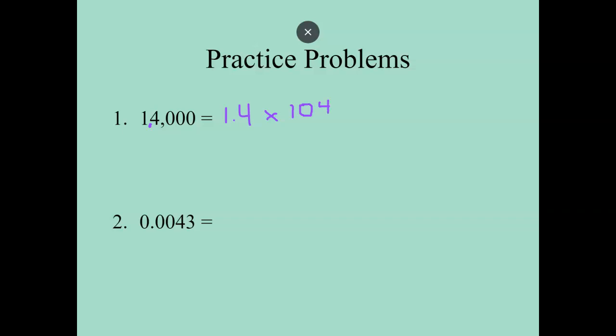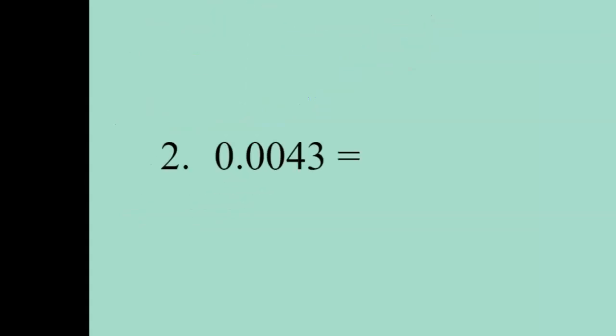Okay? So now let's go in the opposite direction. We have 0.0043. Again, I want a number between 1 and 10 as my first value. So we're going to put our decimal point, whoops, sorry about that.